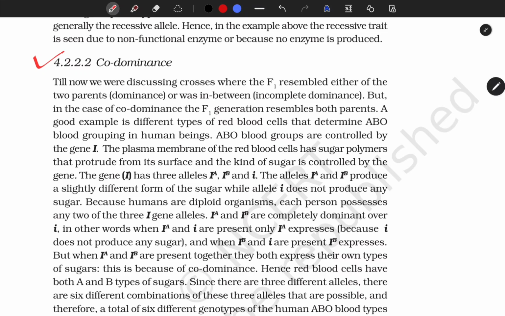4.2.2.2 Codominance. Till now we were discussing crosses where the F1 resembled either of the two parents, that is dominance, or was in between, incomplete dominance. But in the case of codominance, the F1 generation resembles both the parents. A good example is the different types of red blood cells that determine ABO blood grouping in human beings. ABO blood groups are controlled by the gene capital I. The plasma membrane of the red blood cells has sugar polymers that protrude from its surface, and the kind of sugar is controlled by the gene.